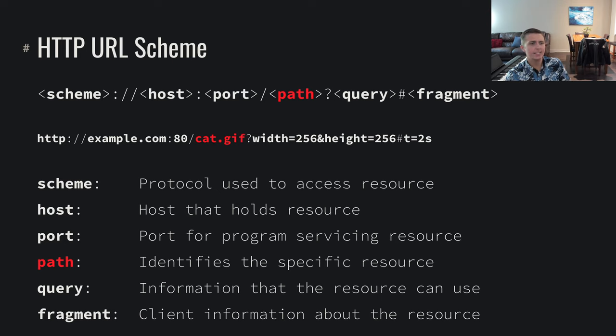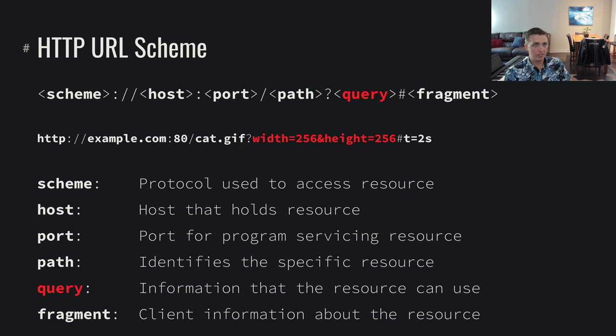So the next thing is the path. The path identifies the specific resource that we're trying to either get or interact with. Again, thinking back to get request, post request, it's the resource that we're trying to interact with. So in this case, cat.gif.